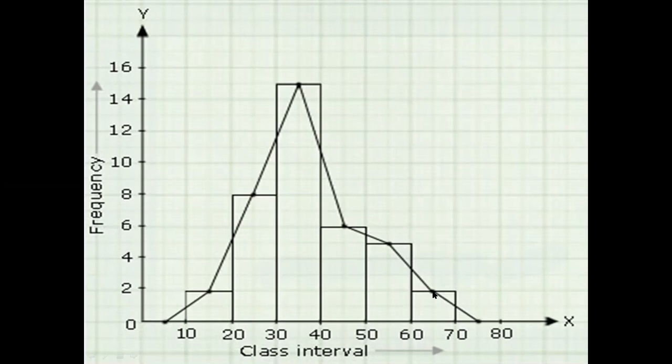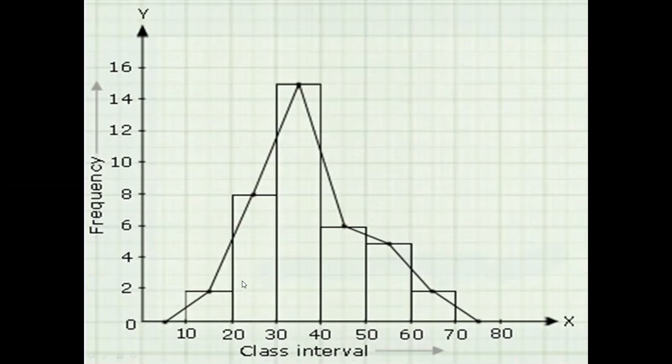Now from here again the line has to end, or the frequency polygon has to end at the x-axis. So you consider the midpoint of the succeeding class interval, that is 70 to 80. The midpoint of that is 75. So from 65 you join the line segment at 75, and this is how your frequency polygon looks like.